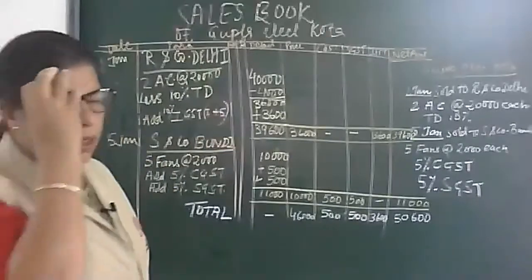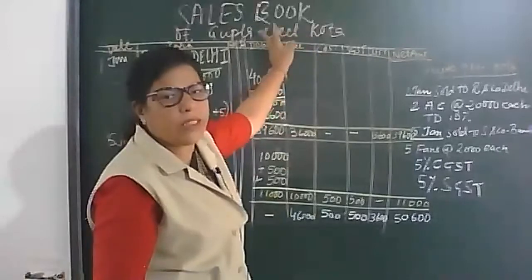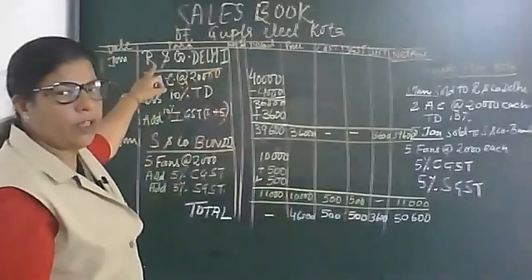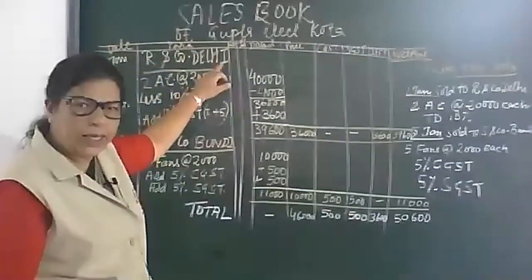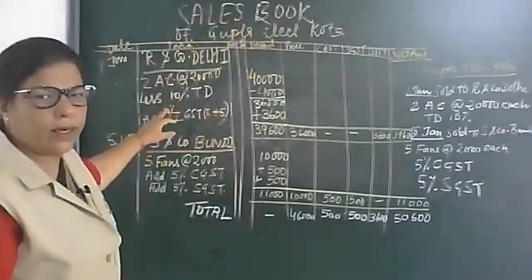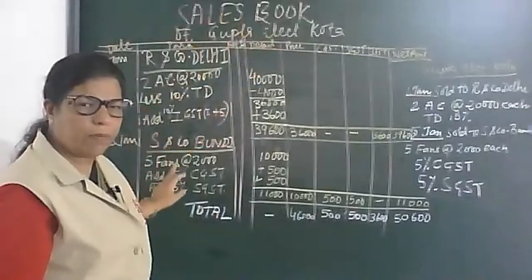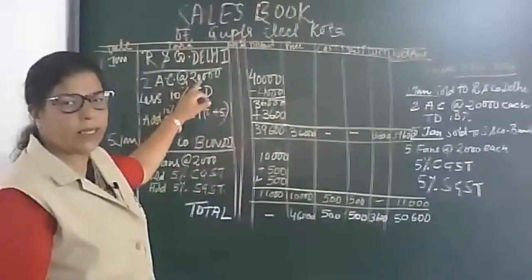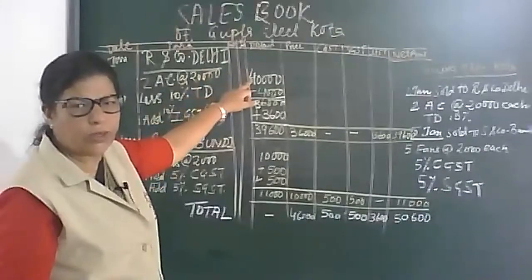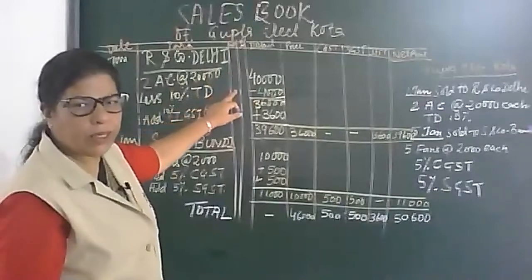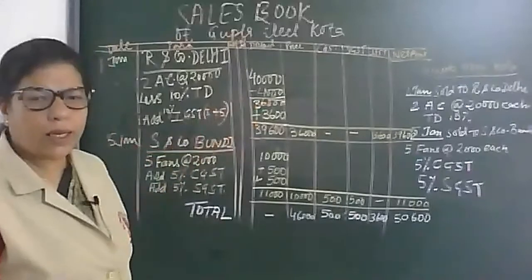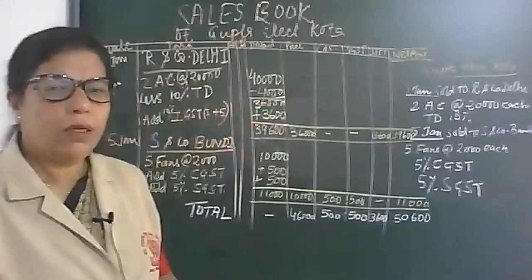Okay, see here, that book is of Mrs. Gupta Electronics Kota, and they are dealing with R&D Company Delhi. This is an electronic showroom and they are dealing with electrical appliances. 2 AC at the rate of 20,000 each, 20 into 2, 40,000, 10% trade discount that should be subtracted, 36,000 will be there. Then IGST will be applicable.